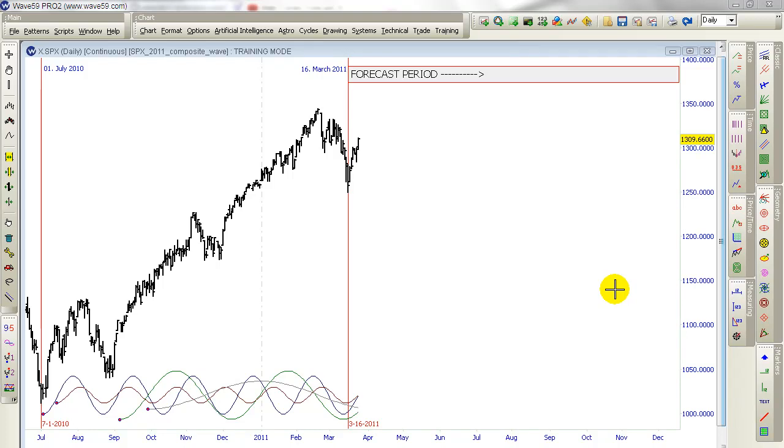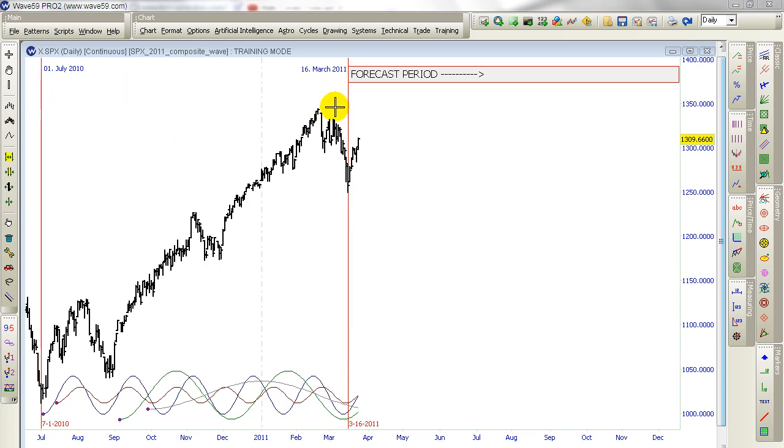I want to give you a short follow-up review of the Composite Cycles forecast for 2011. So we have year end now, so we can review the yearly forecast. I've shown you in another previous video how these cycles have been detected. What you see here on the left on the chart between 1st of July 2010 and March 16th, 2011 is the period which was taken for the cycle analysis period.